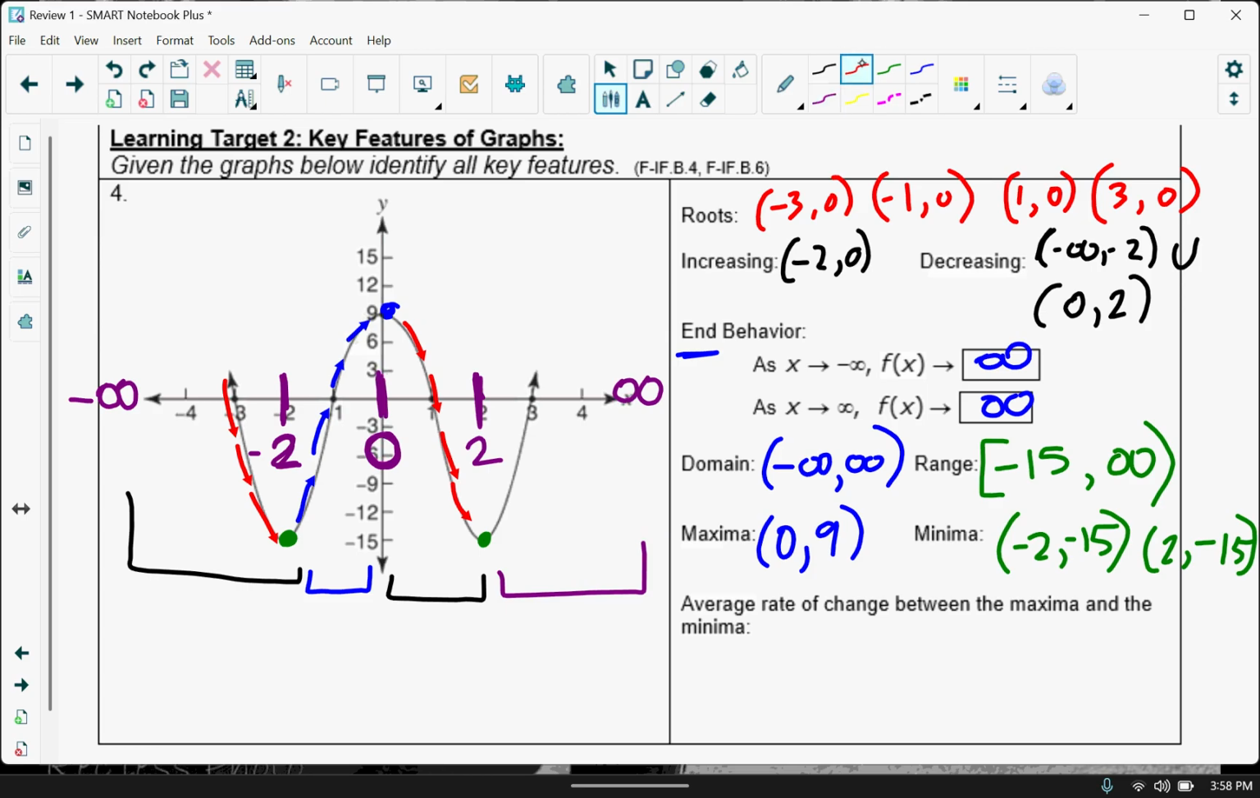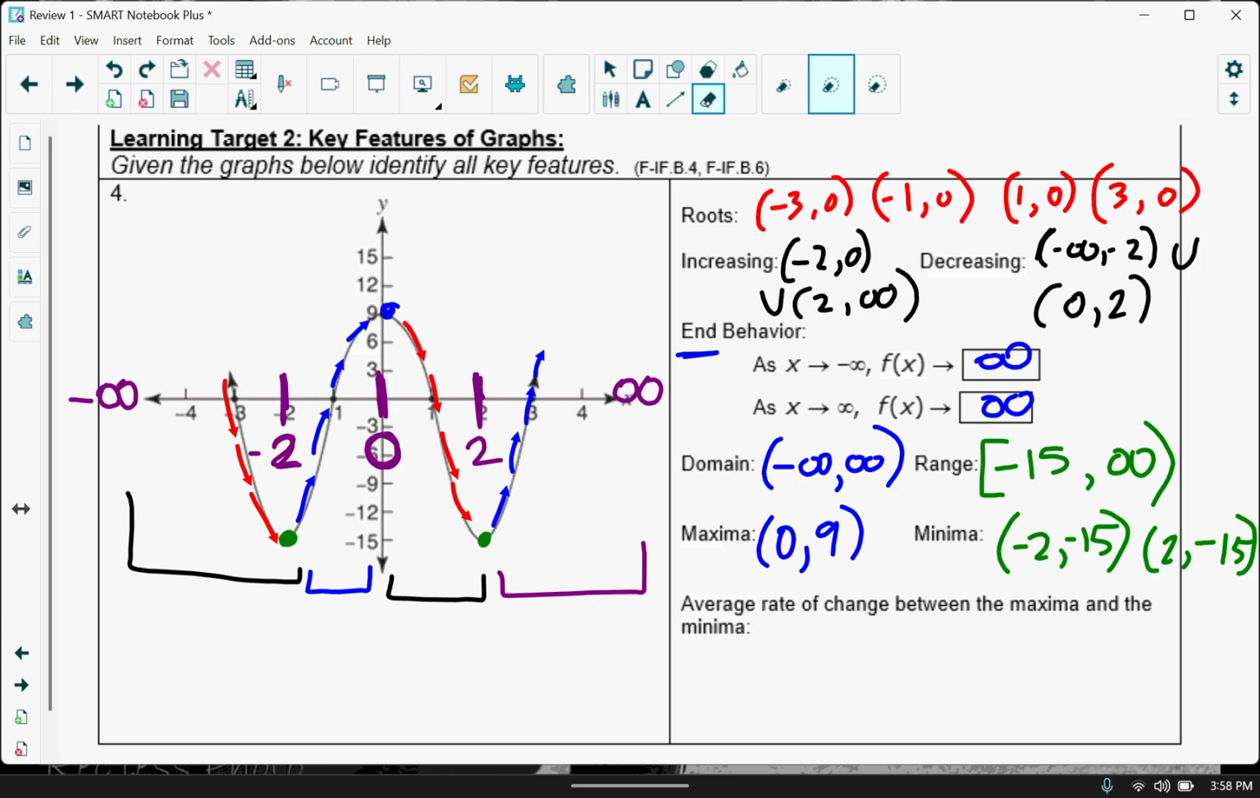So again, this graph, once we get past the minimum, is headed up forever. So when we write our increasing section, I'm going to put a union, and it's going to start from 2 and then go off to infinity.